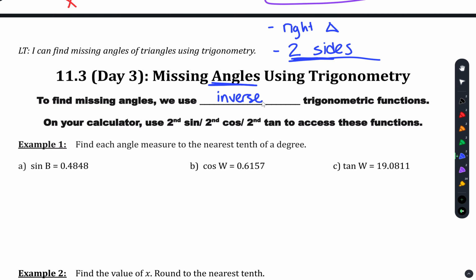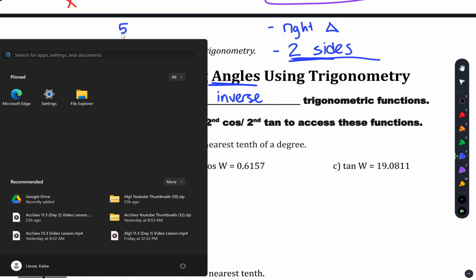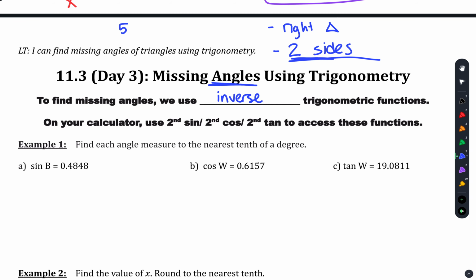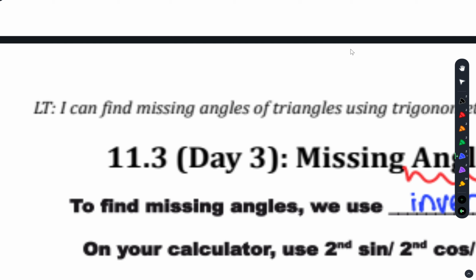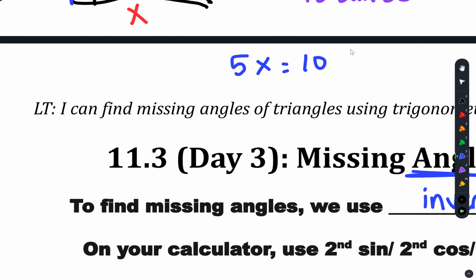If I think about solving for the variable x, and I have 5x equals 10, in order to solve this I would do the inverse of multiplication. The inverse of multiplication is division, so I divide by 5 on both sides. The inverse of addition is subtraction. The inverse of trig functions is called an inverse trig function. It has fancy names, but we're going to call it an inverse trig function, okay?